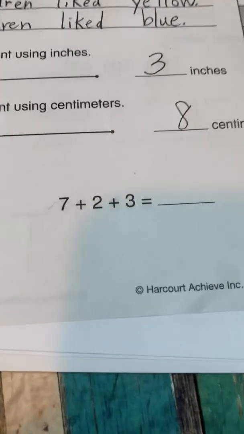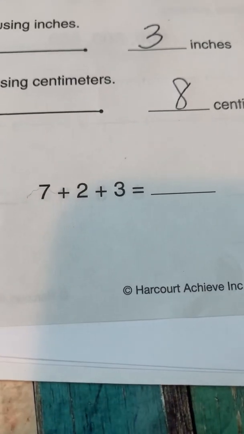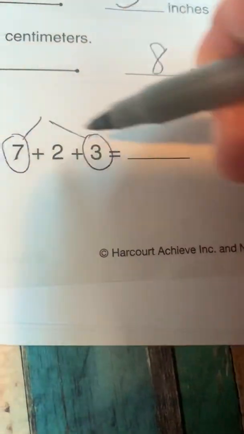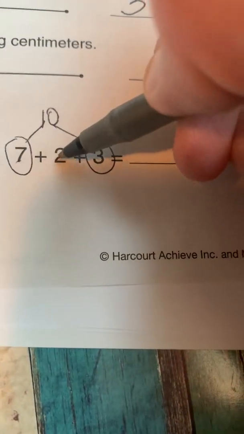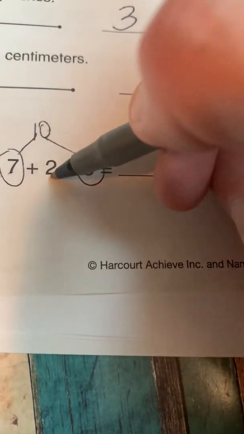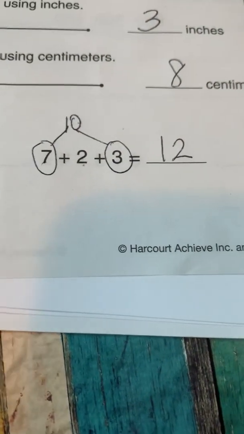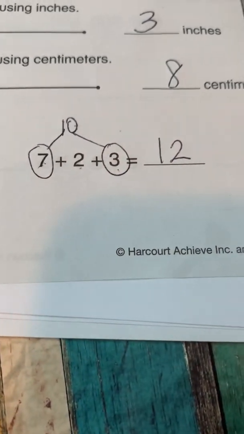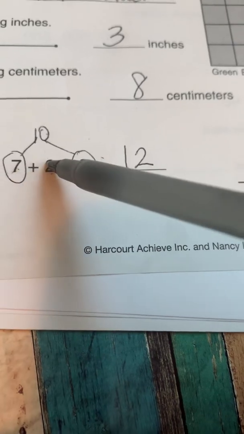All right, another concept we talked about is adding 3 numbers. Now you can pick any 2 numbers to add first. I'm going to add 7 plus 3 first, just because I know 7 plus 3. 7, 8, 9, 10. I know that it's 10. And then I add 10 plus 2 more. 10, 11, 12. You might want to say 7, 8, 9, 10, 11, 12. Just make sure you add all 3, because sometimes I see you add 2 numbers and you forget to add the last number.